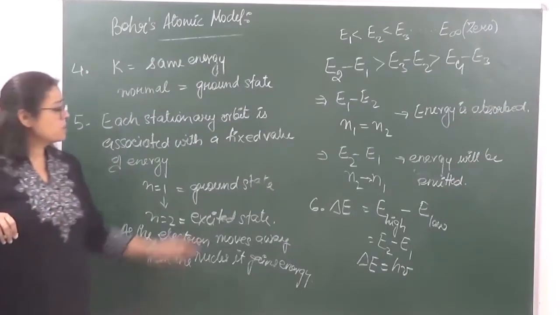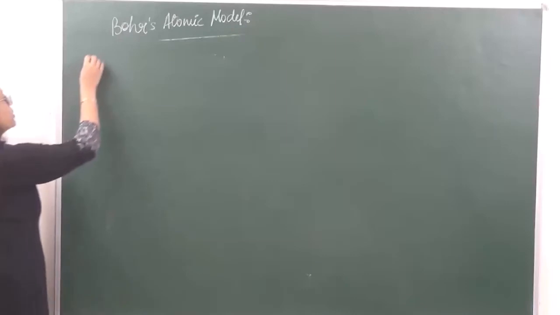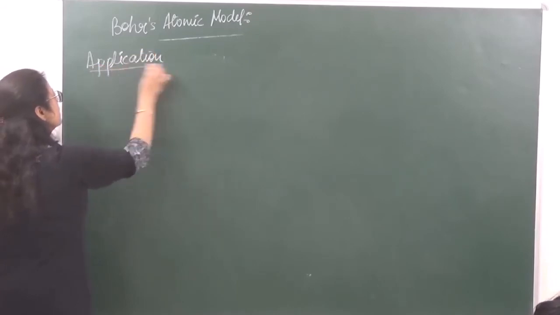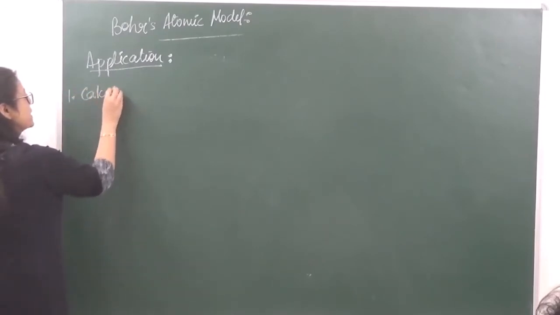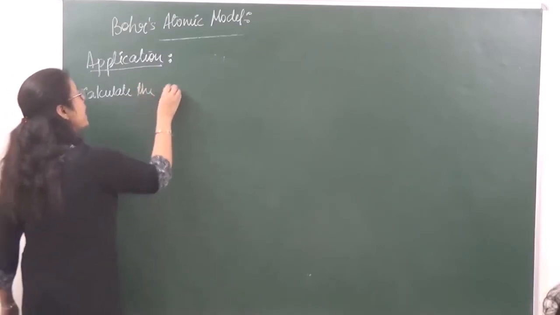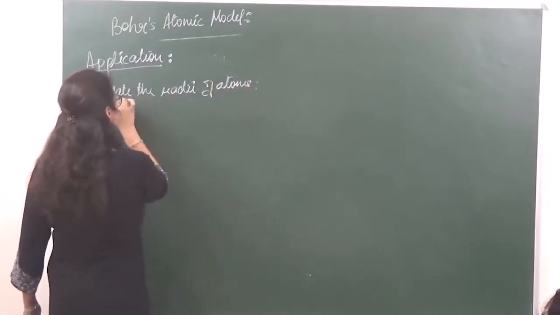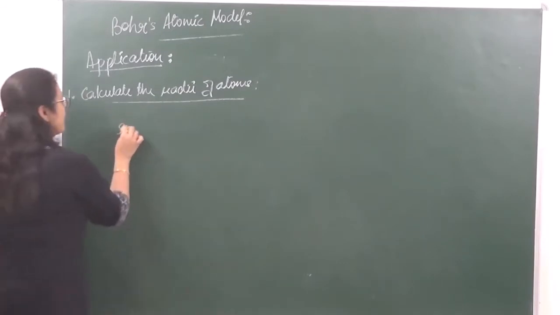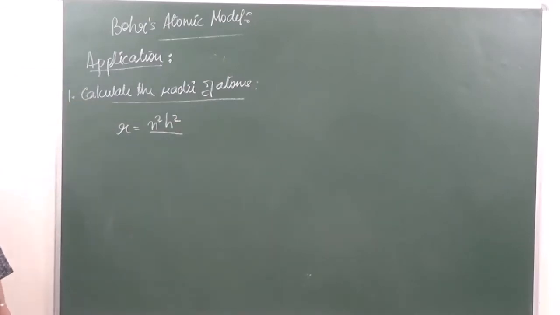Now there were many applications related to Bohr's theory. Let's go on to those applications of Bohr's theory. The Bohr's atomic model helped us to calculate the radii of atoms. When calculations were made by Bohr, according to Bohr, the radius of any orbit was given by n square, h square upon 4 pi square m e k Z.